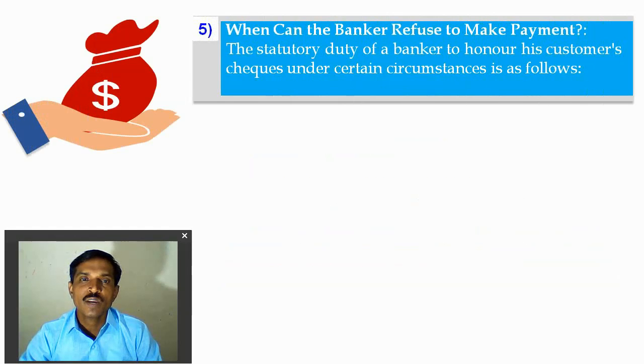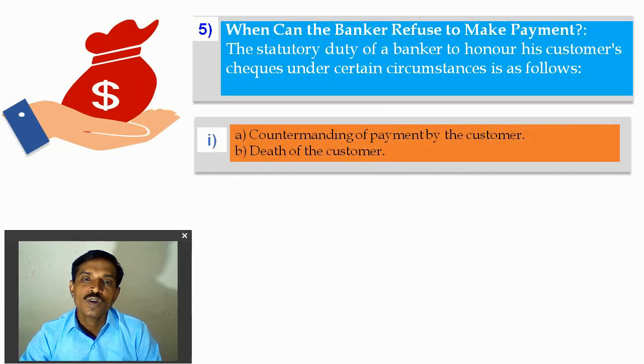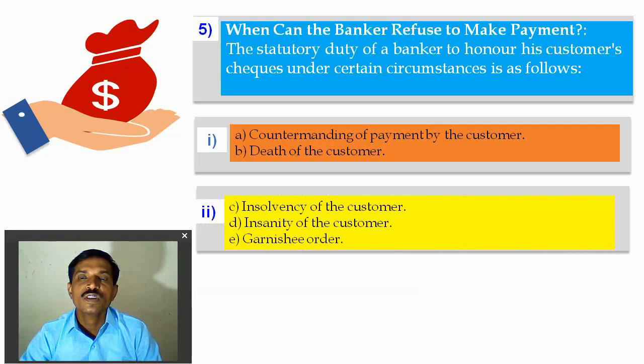When can the bank refuse to make a payment? The statutory duty of the banker to honor his customer's check ends under certain circumstances, as follows. Countermanding of payment: when the customer gives special instruction, the bank can stop the payment of the check. Death of the customer: the bank can refuse the payment demand. Insolvency of the customer, or any doubt about the customer's insanity, meaning mental disability. Garnishee order: when somebody obtains a court order about his account balance, the bank can refuse the demand of payment.